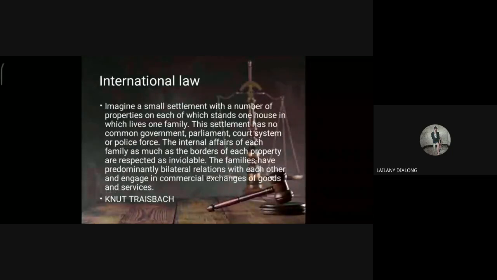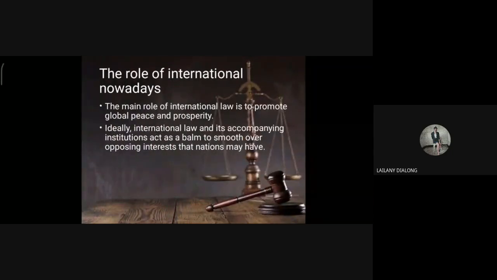The main role of international law nowadays is to promote global peace and prosperity. We can now see the effect of international law because it restrains disputes or opposing countries. They can be stopped because there is the International Court of Justice of the United Nations, where a case or complaint against a country is heard.